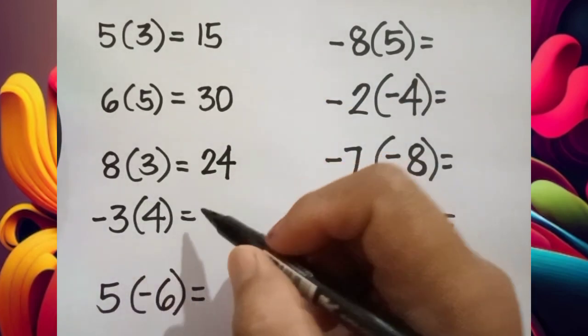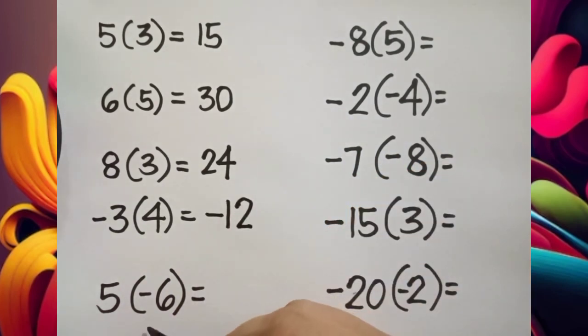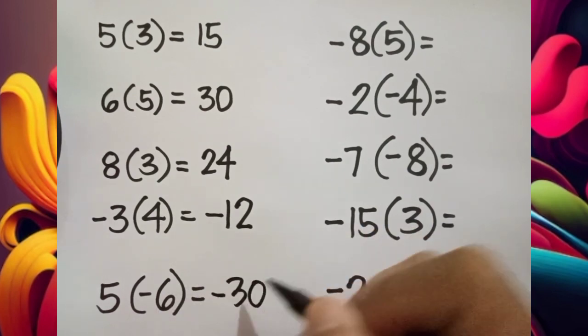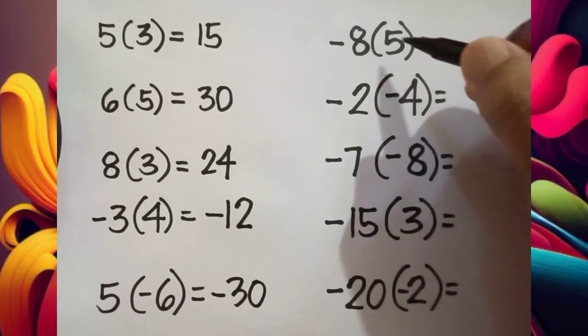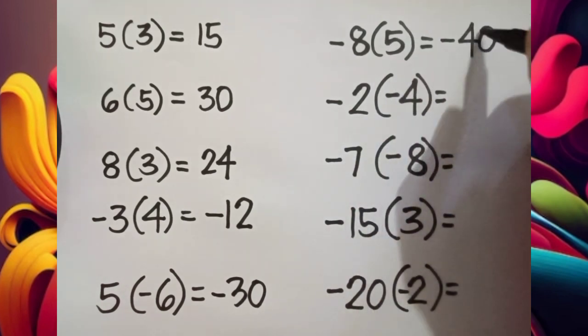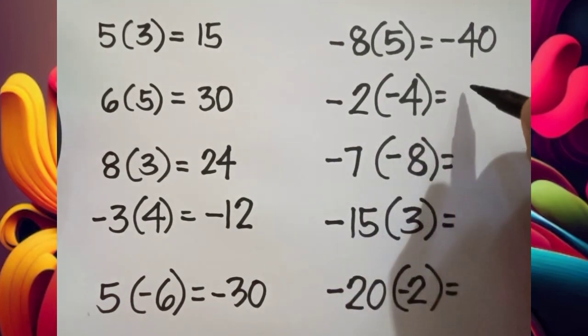Negative 3 times positive 4, that is negative 12. Positive 5 times negative 6, that is negative 30. Negative 8 times positive 5, that is equal to negative 40. Negative 2 times negative 4, that is positive 8.